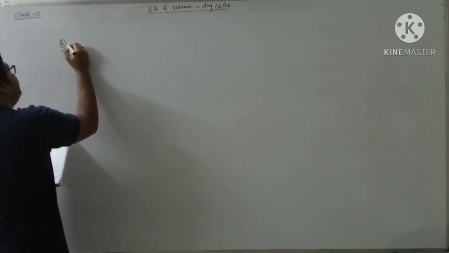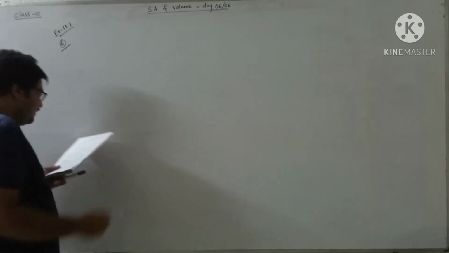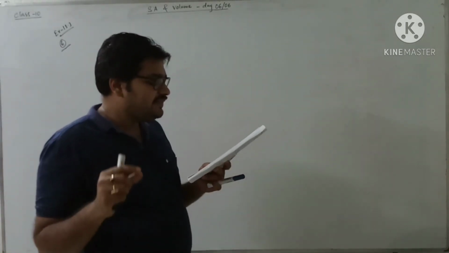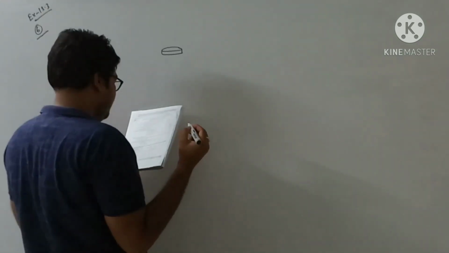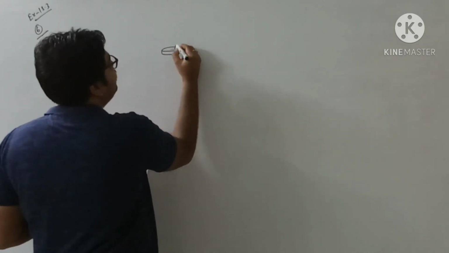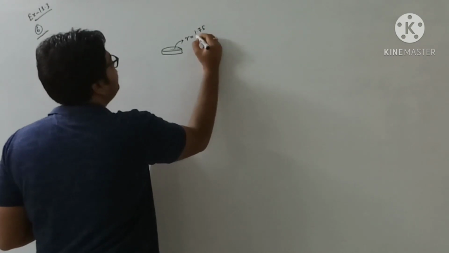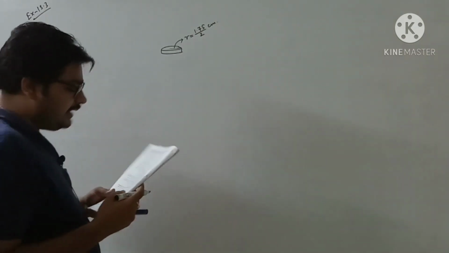Okay, so read question number 6 first. Exercise 13.3. How many silver coins, 1.75 centimeter in diameter and thickness is 2 millimeter. The diameter is 1.75 centimeter. So what will be the radius? 1.75 by 2. And thickness.